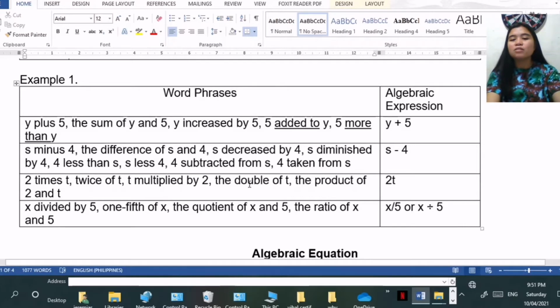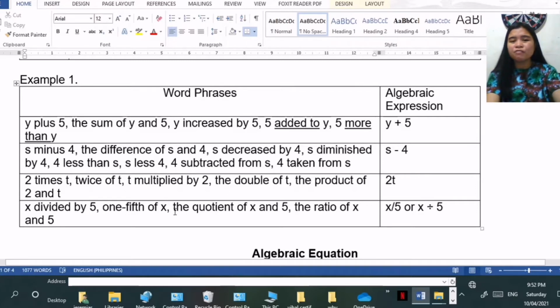Or pwede namang the double of t. Pwede namang the product of 2 and t. Okay po, the product of 2 and t. Ganyan po. So, maraming paraan. It's up to you po. And then for the last, which is division, we have here x over 5 or x divided by 5. So, pwede mo siyang isulat as x divided by 5 or 1/5 of x.